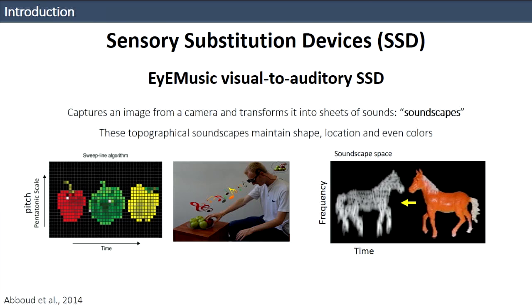Now, the SSD tool that we used here is the iMusic SSD, which was developed in the Amedi lab. The iMusic converts visual images into sounds. It does so by reading the image from left to right, column by column. Height is converted through pitch, and specifically we use the pentatonic scale, and the x-axis is converted by time. The auditory stimuli that is conveyed by the iMusic, we refer to as the soundscape field.